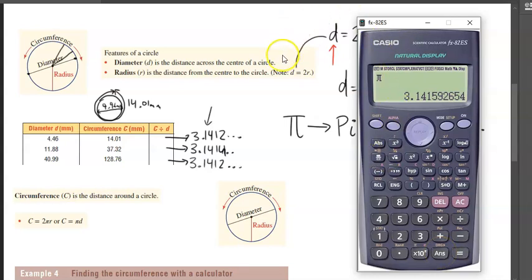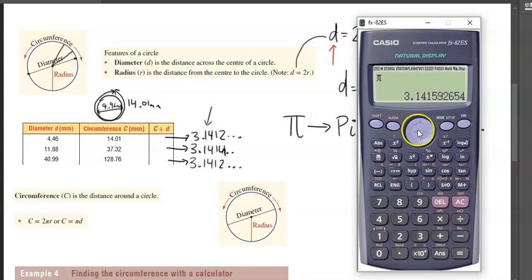3.14159265. Now this is a number that keeps going on forever. The calculator doesn't have enough space to actually show it, but there is an infinite amount of numbers after. We just use 3.14 if we don't have a calculator handy.